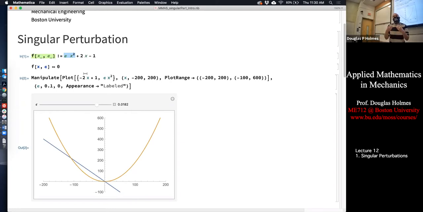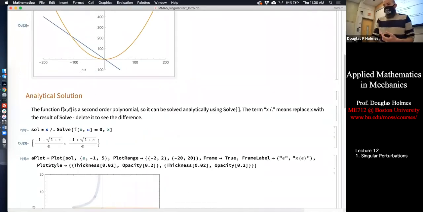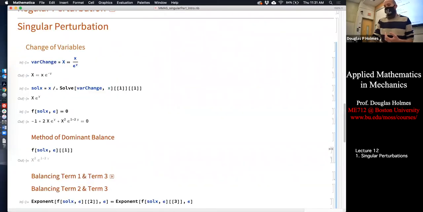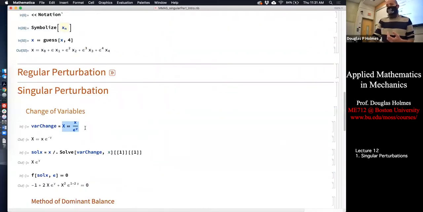We need to reformulate our equation in a way that we keep this term, even as epsilon gets really, really small. And that's the goal for the singular perturbation. We reformulate this equation, and the way we reformulate this equation is through a change of variable. So here's our change of variable. This thing I'm highlighting here is the crucial thing.